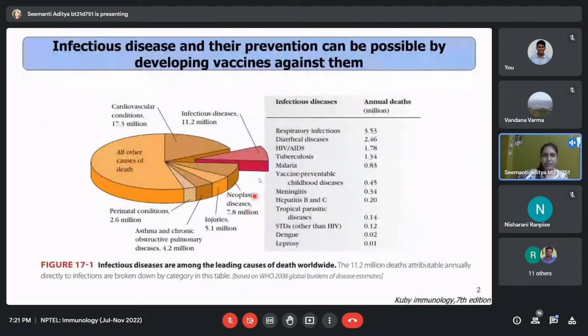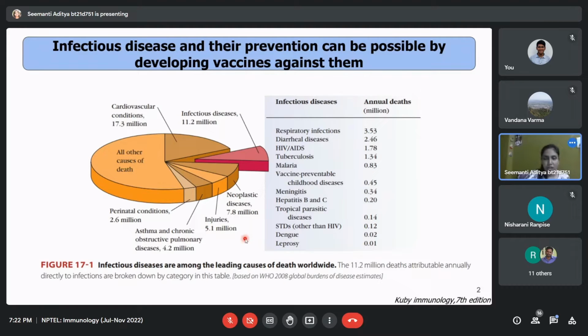Before that, we'll look at infectious diseases. We know that a lot of infectious diseases are in our surroundings, and a lot of people are dying from them. Infectious diseases include all those diseases which can easily spread in the population. For example, the largest example was the COVID-19 infection in the last 2 years, that pandemic caused havoc and killed millions of people. Apart from that, there are many other infectious diseases like respiratory infections, diarrheal diseases, HIV, tuberculosis, and malaria, etc. All these infectious diseases account for around 11.2 million deaths. This was on the basis of the 2008 WHO records.